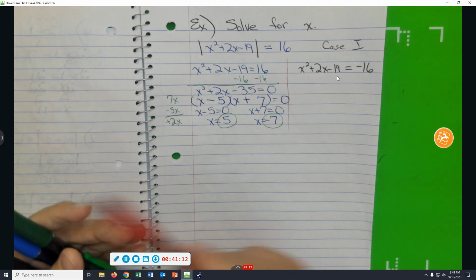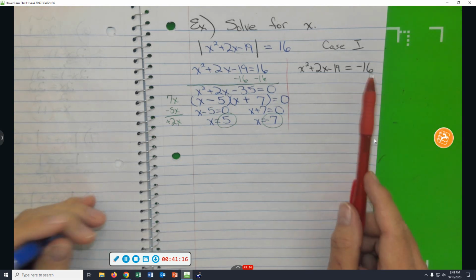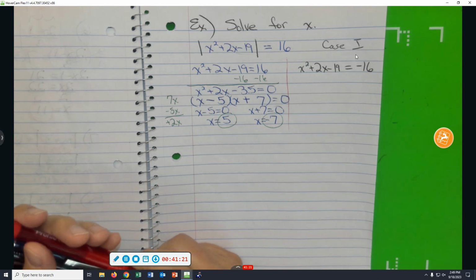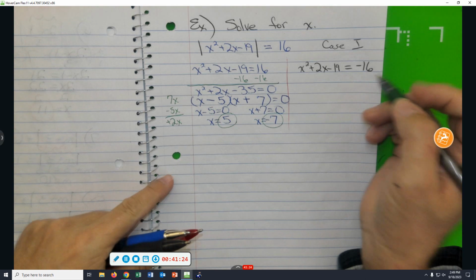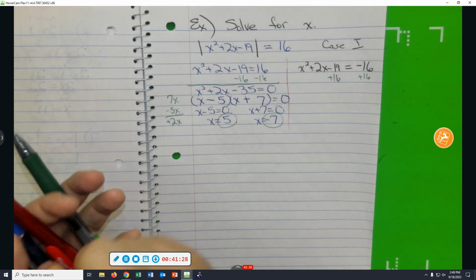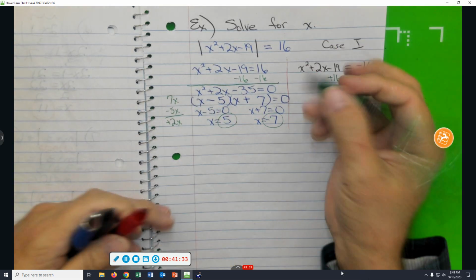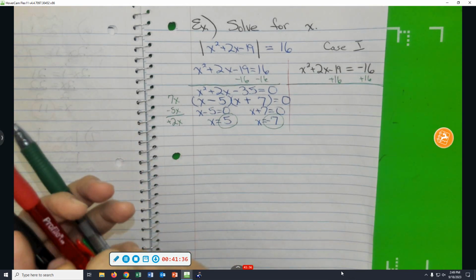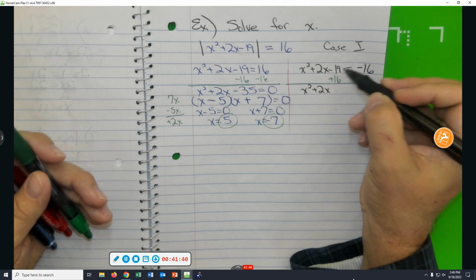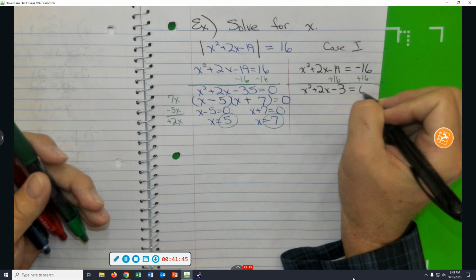Come over here. Now we're looking at the second possibility. What do you think we need to do first? There's really only one correct next step. Add 16. We want to get that equals 0. Oh, I think this one's going to be a little cleaner. So we have x squared plus 2x. Negative 19 plus 16 is a minus 3.